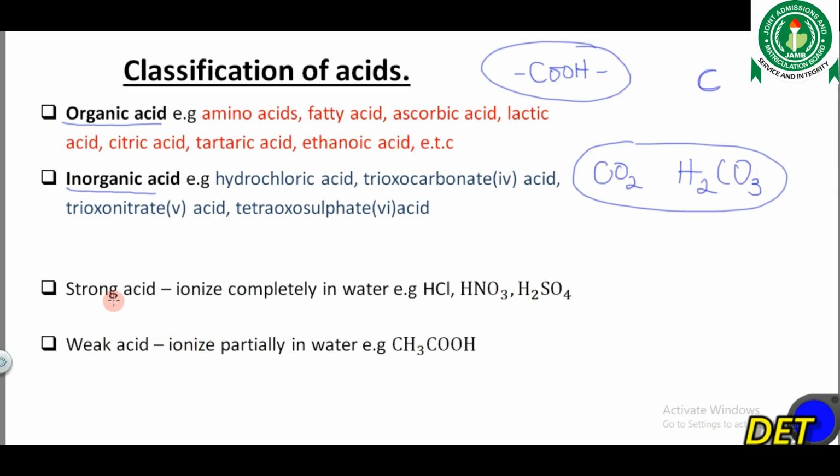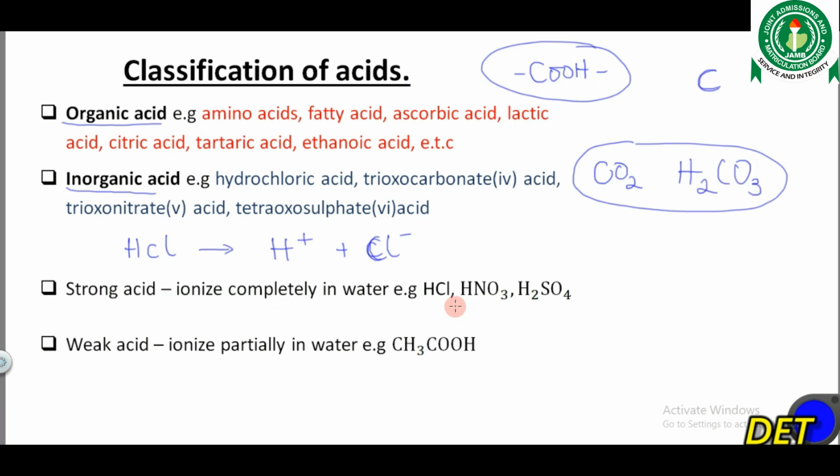So we also have another class of acid, which is the strong acids and then the weak acids. Strong acids are acids that ionize completely in water. They are strong because they ionize completely in water. For example, hydrochloric acid, trioxonitrate(V) acid, and then tetraoxosulfate(VI) acid. So for example, when hydrochloric acid ionizes in water, it ionizes completely to give H+ plus Cl minus. So it is ionizing completely to liberate all its hydrogen ion, and that is why it is referred to as what?